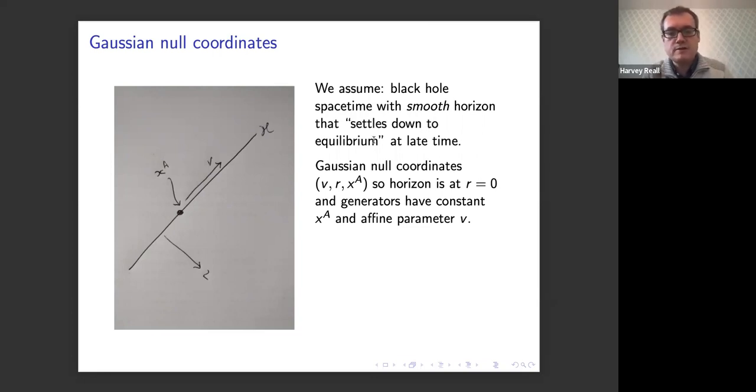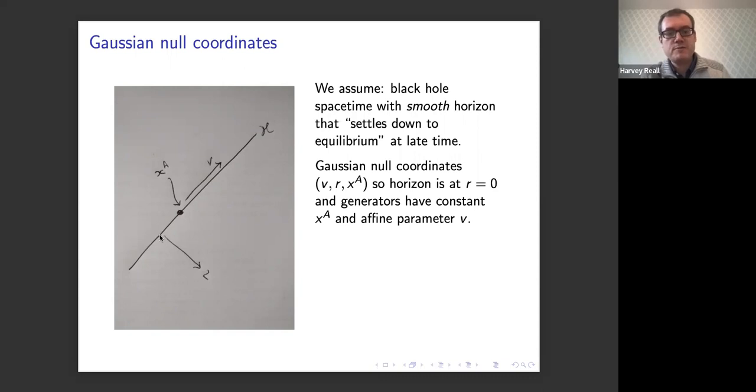So Gaussian null coordinates are defined as in this picture. This line here is the event horizon. And if we pick a cross-section of the horizon, this heavy dot here, then we can introduce coordinates x^A on that horizon cross-section. And we then let V be the affine parameter along the null geodesic generators of the horizon measured from this cross-section. So we've now defined coordinates V and x^A on the horizon.